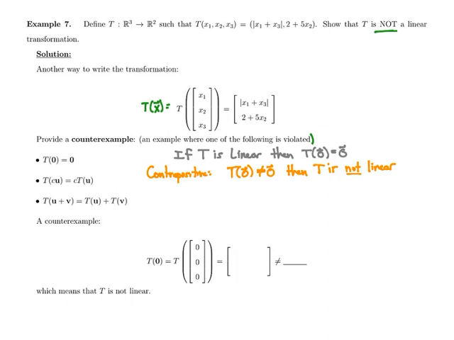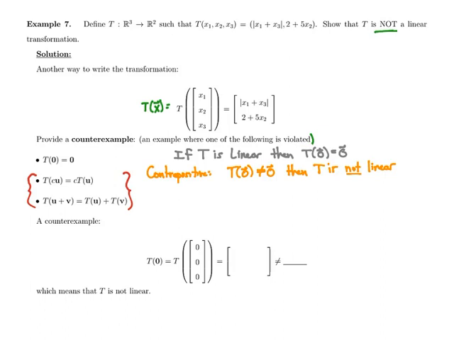We could say that if T of Cu does not equal C of Tu, then T is not linear, and the same thing for the additive property. So to show something is not linear, we just need to show that something is violated, and all we need is one counterexample to show that it's violated. To show that it is linear, I need to show that these 2 things hold true. The T of 0 equals 0 was a result of that.